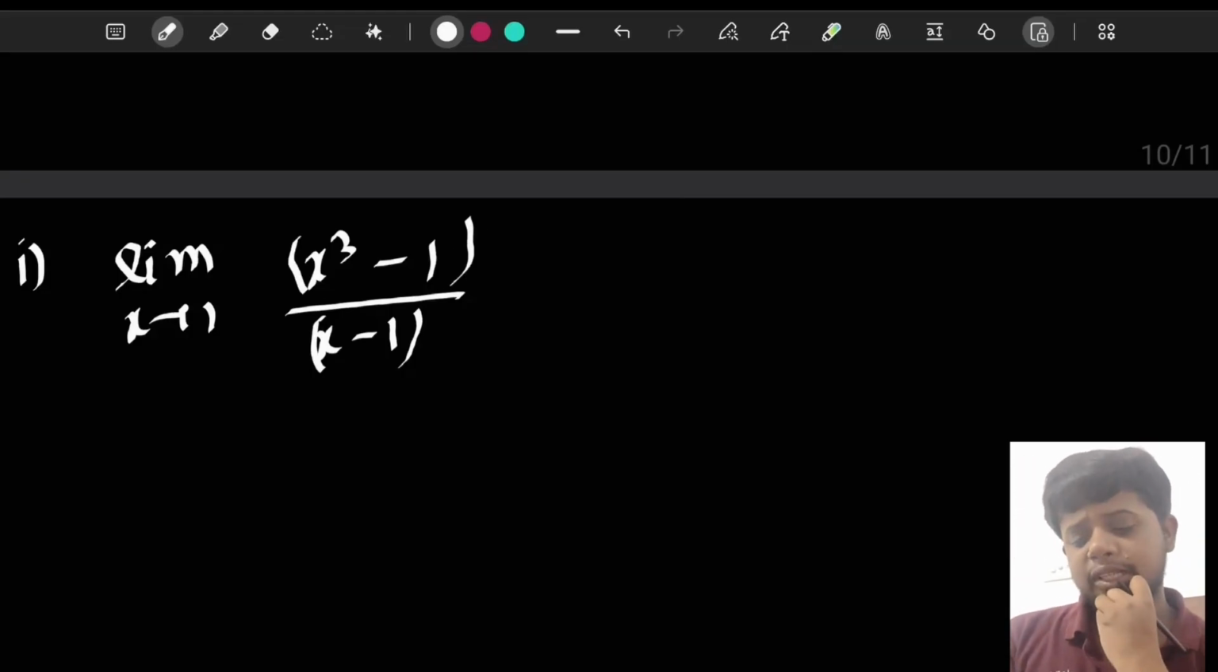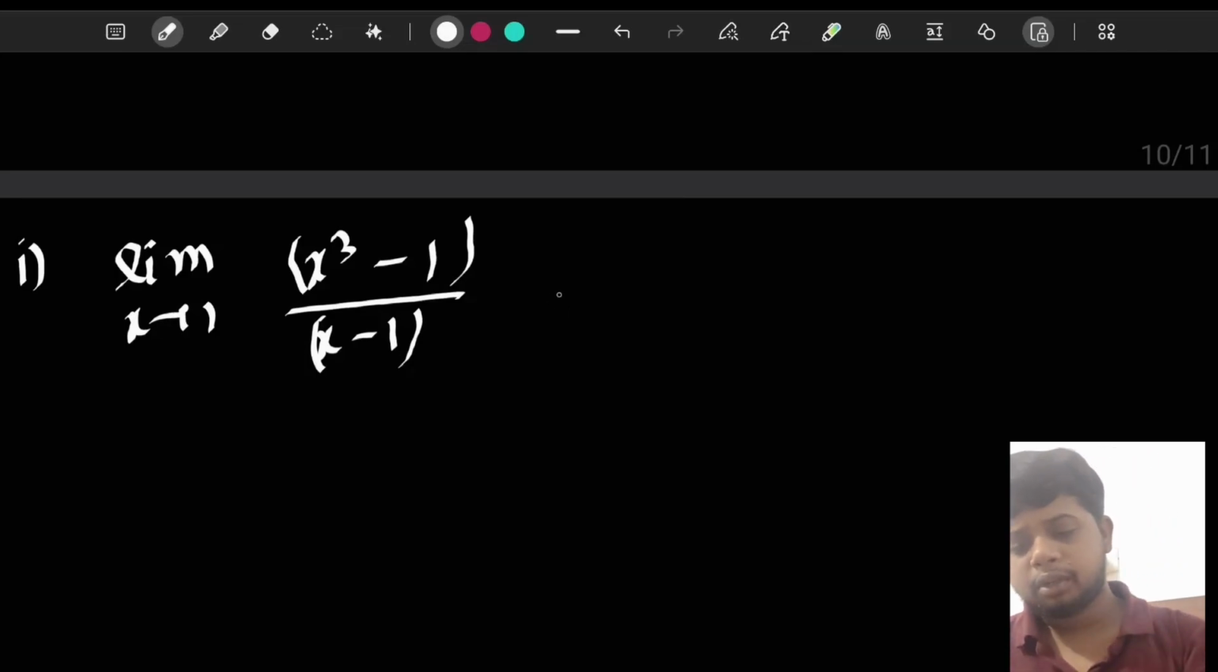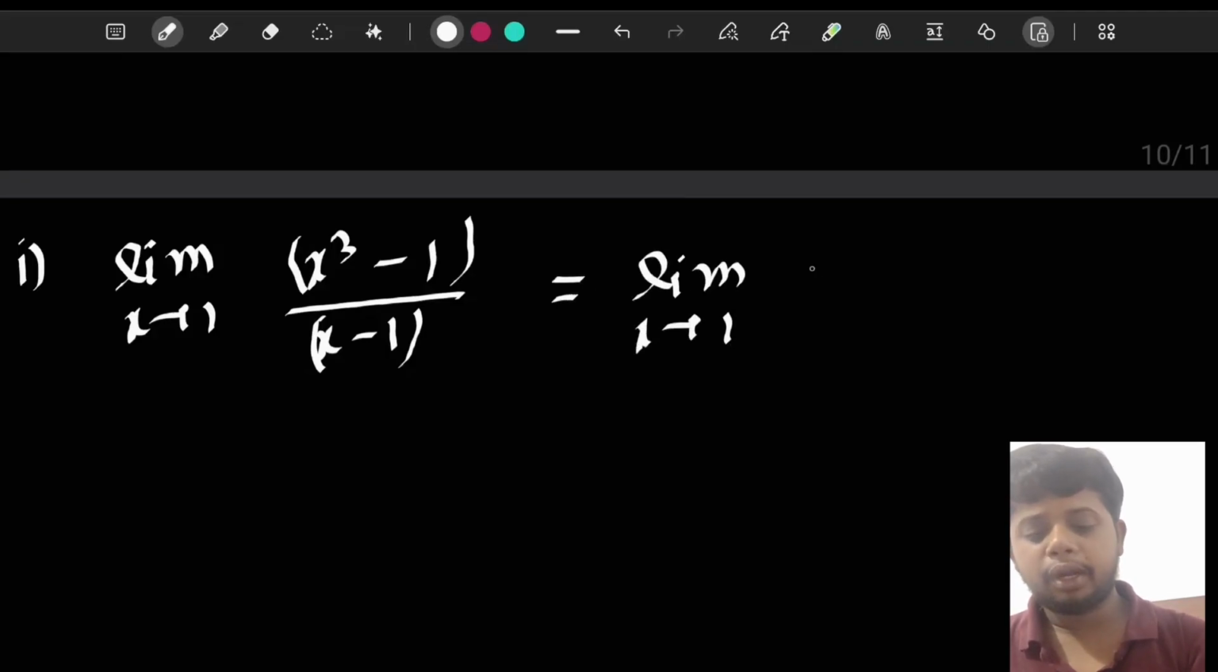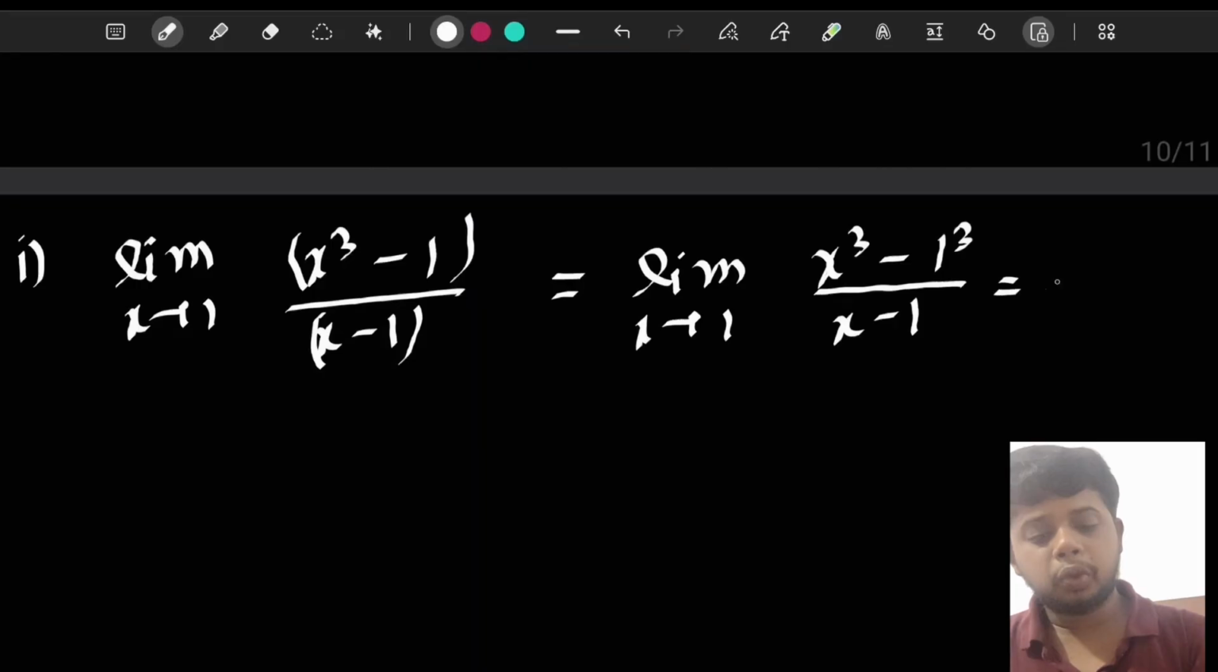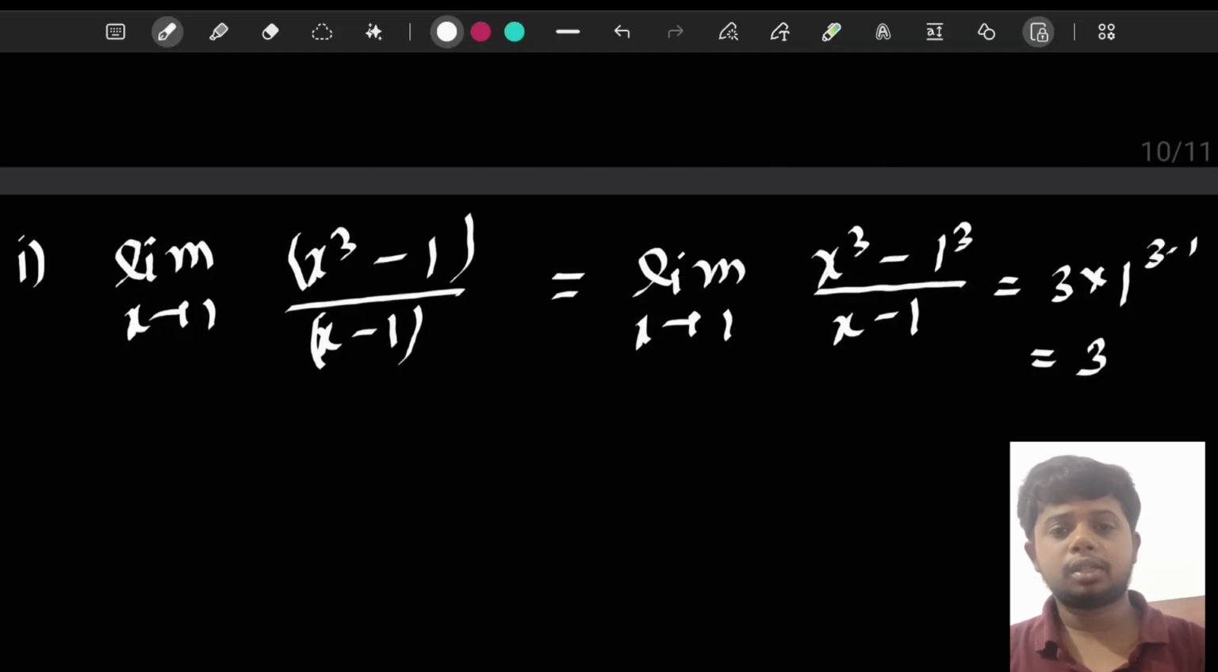Say, sir, x cube minus 1 is there and in the denominator x minus 1 is there. Can you apply the formula of a cube minus b cube? I'll say no need. What is that? This will come limit x tending to 1, x cube minus 1 cube by x minus 1. So that means limit x tending to a, x cube minus a cube by x minus a. So what is the answer? 3 into 1 power of 3 minus 1, that is 3. Correct answer is 3.